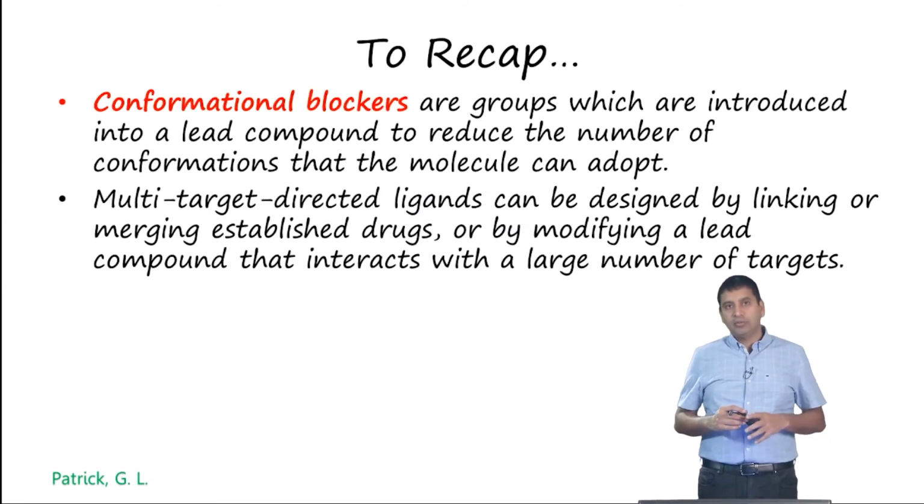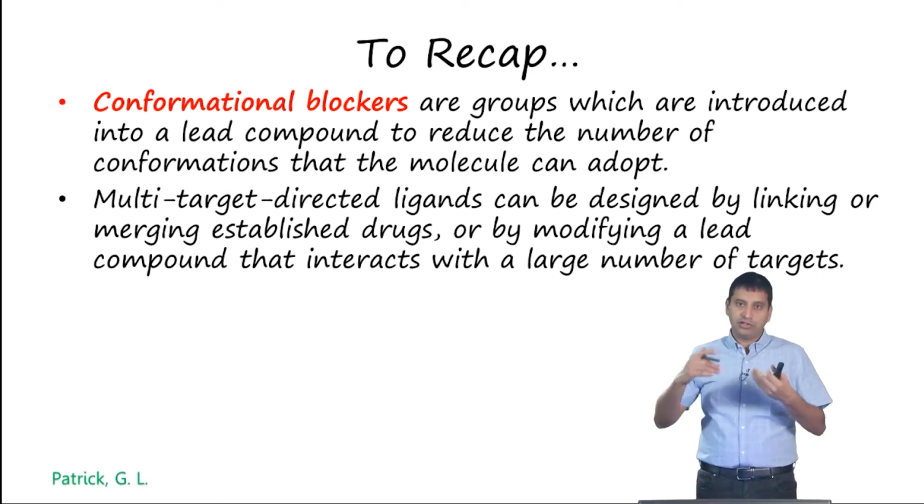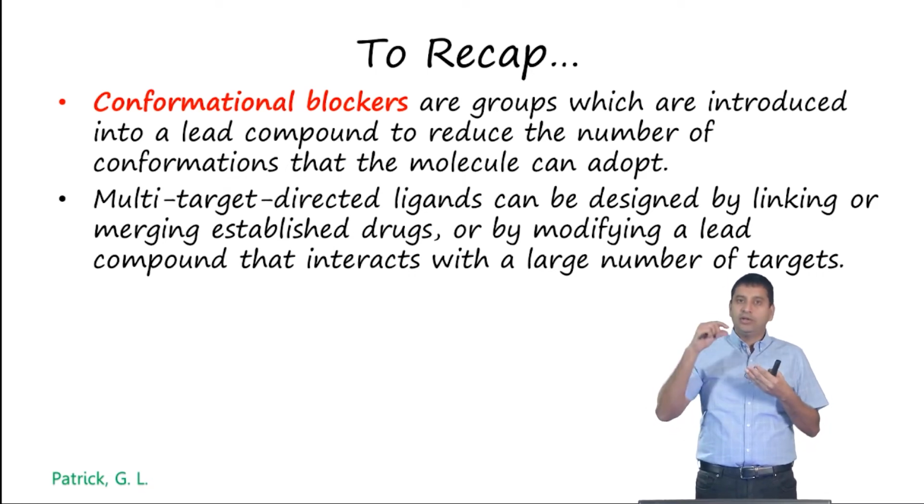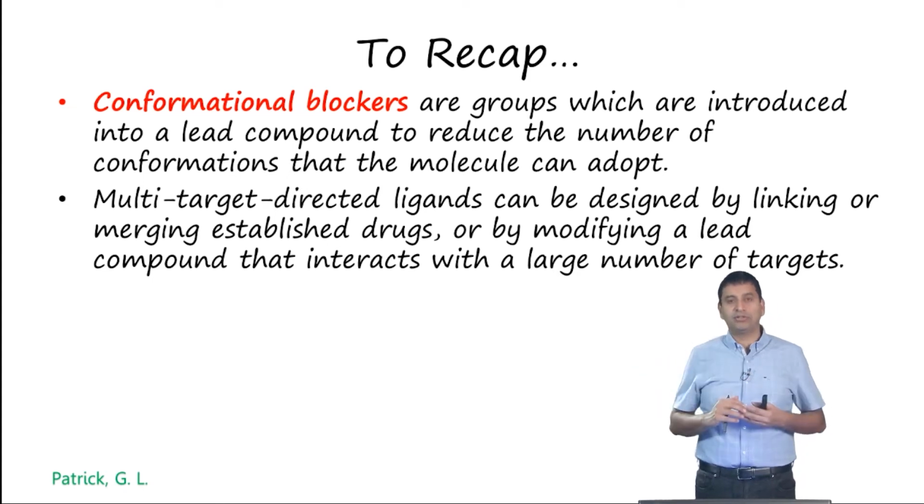We also looked at conformational blockers. So, here the number of conformations that a molecule can adopt is majorly reduced. So, for example, if you have a biphenyl system, then you add a methyl group so that the rotation is going to be inhibited, and therefore, your number of conformations that can be adopted would be lower.